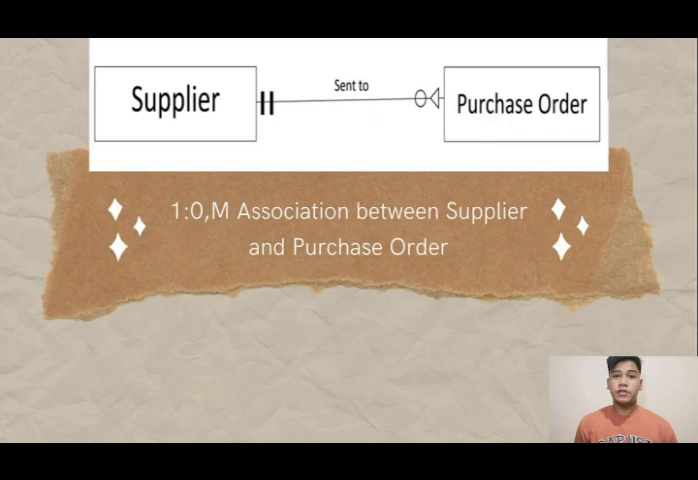The one-to-zero-or-many association between supplier and purchase order entities is the third association. Since we have established the premise that a supplier may provide multiple types of inventory to the business, the company may also place none or many purchase orders but addressed to a single supplier.